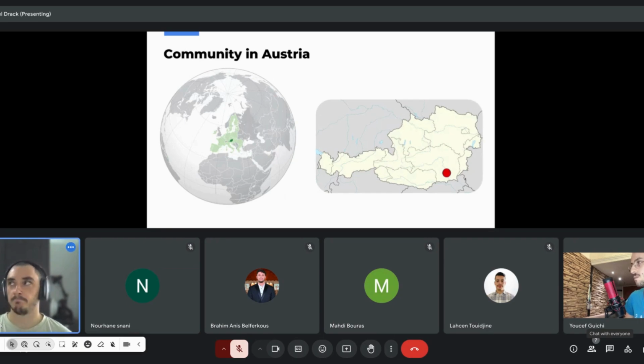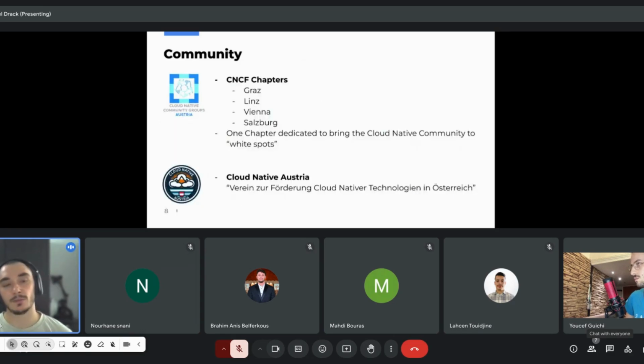We have 350,000 people living here in Graz. And yeah, we have a cloud native community chapter there for about 3 years now. By now, we are one of 4 chapters in Austria. So in Austria, we have Linz, which is the third biggest city, Vienna, and I'm somewhat certain you have also heard of Salzburg.